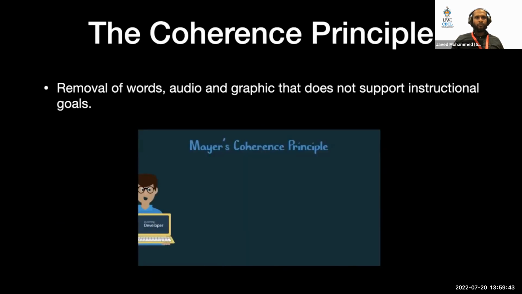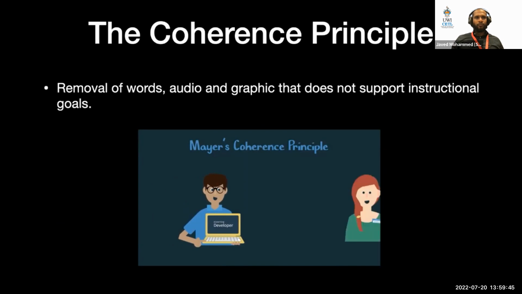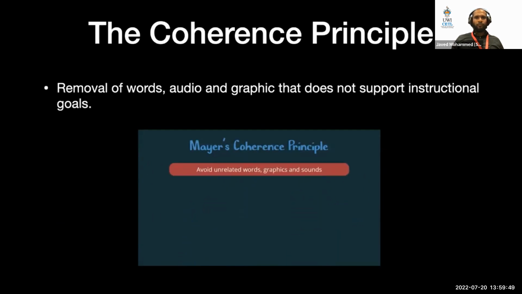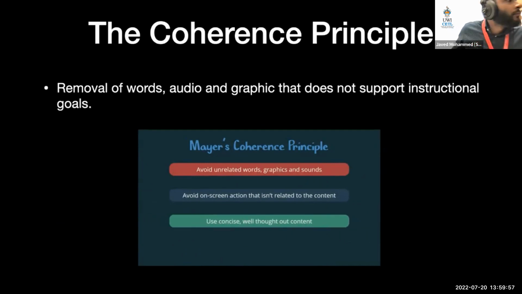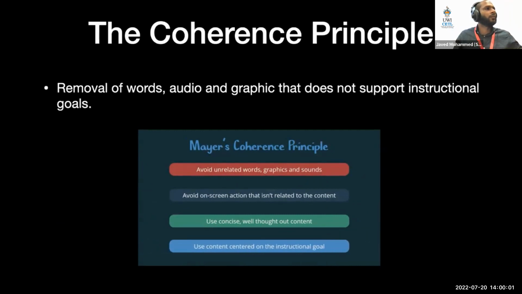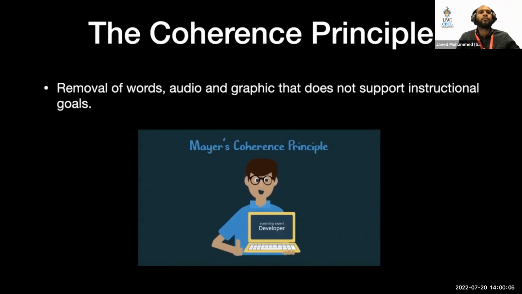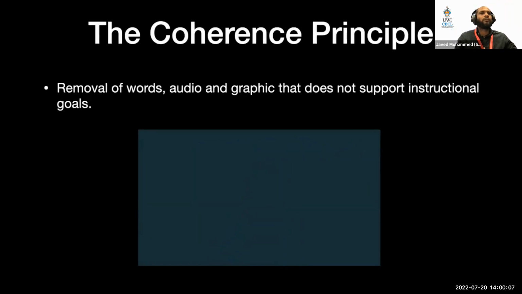The Coherence Principle helps developers avoid overwhelming the learner with clutter like unrelated words, graphics, and sounds. It teaches us to avoid any on-screen action that isn't related to the content. It emphasizes using concise, well-thought-out content that brings the lesson to life, and it's always centered on the instructional goal. You're now on your way to improving your designs and creating deeper e-learning lessons.